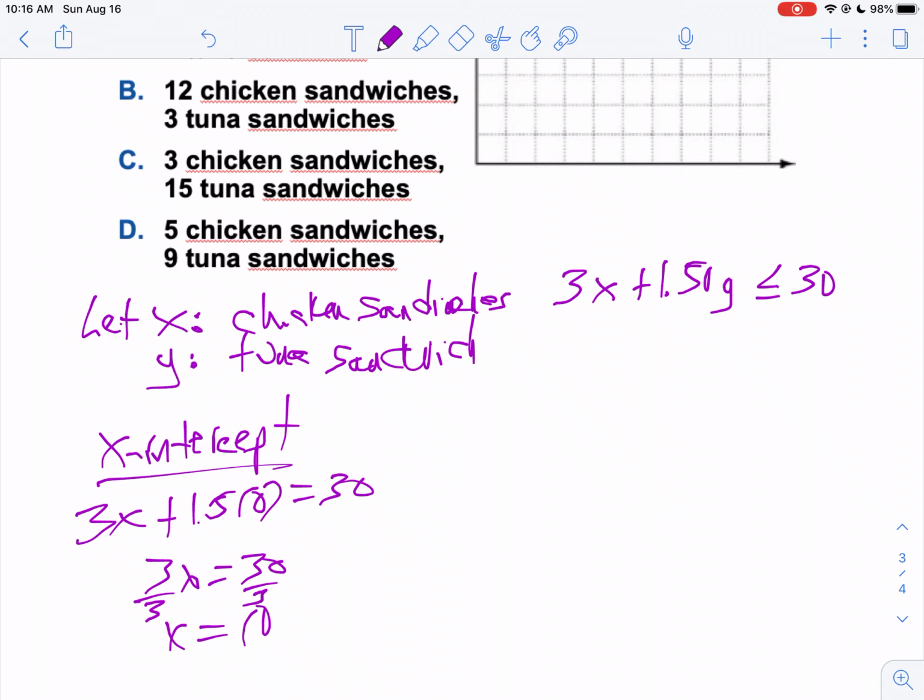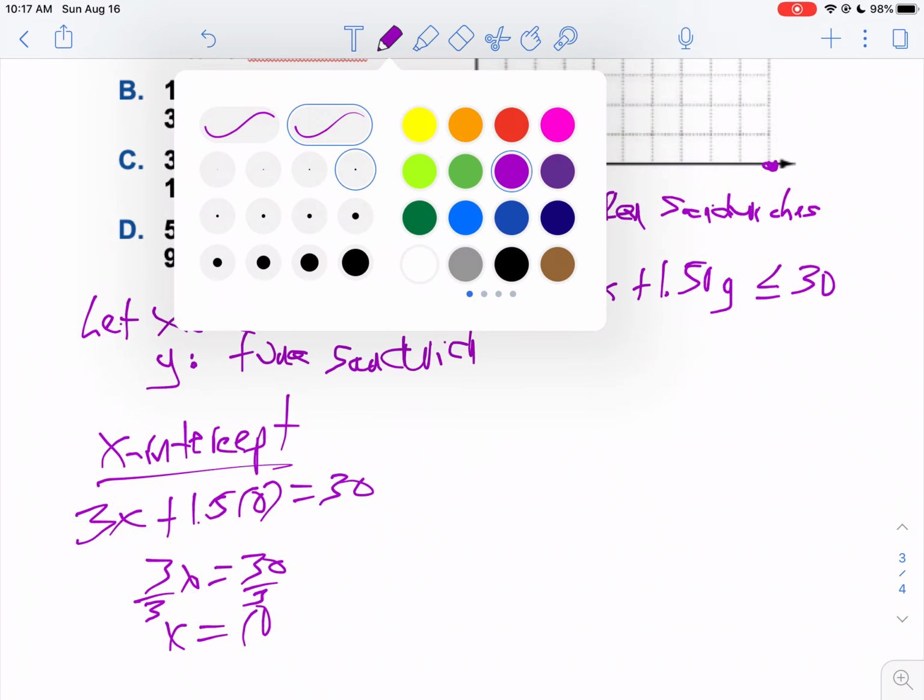So on my x-axis, that's going to be chicken sandwiches. We're going to go over to 10: 1, 2, 3, 4, 5, 6, 7, 8, 9, 10. Then we're going to turn around and do the same thing for the y-intercept. Let me change colors here for you.